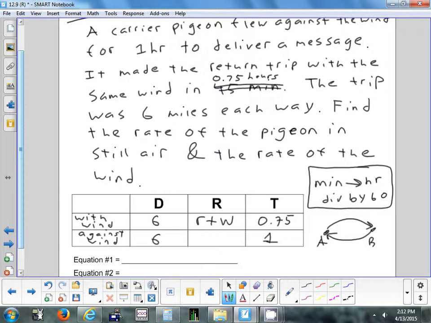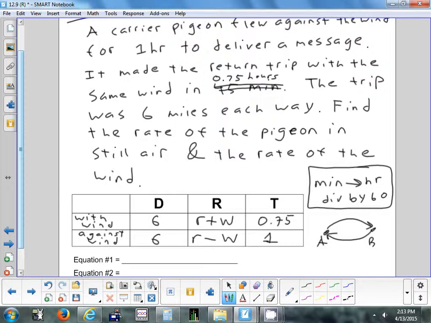Okay. Now, against the wind. The pigeon is still going to fly at the same speed, not taking into account the wind. It's flying at the same speed, but it's going to get slowed down. How fast it's flying, the amount of energy it's using, is going to be the same. Now, against the wind slows us down. What operation do we use to make a number smaller? Minus W. There's our equation.